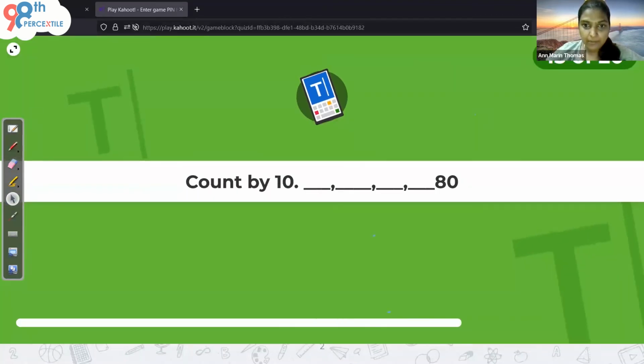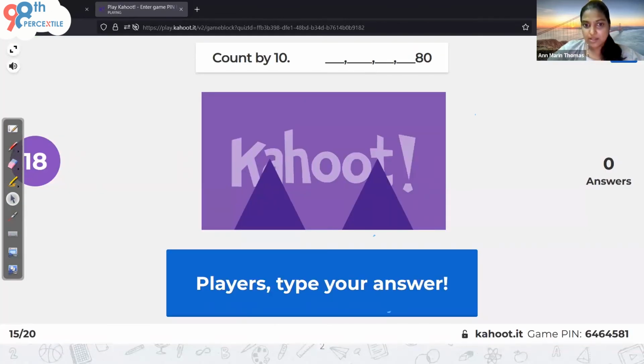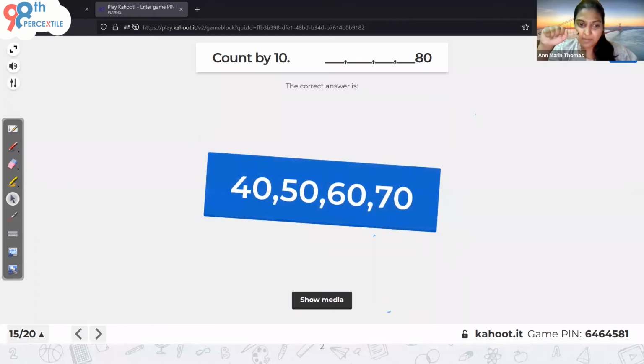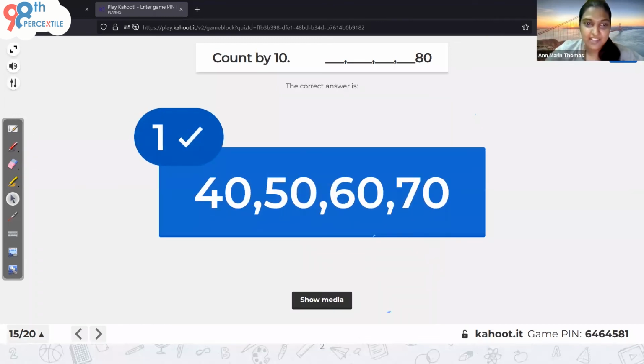15th question. Count by 10. You have to type your answers. Okay, make use of commas as you type the numbers. Between the numbers, use commas. All right, I can see one answer in time. I totally understand. Okay, I just got one right answer.